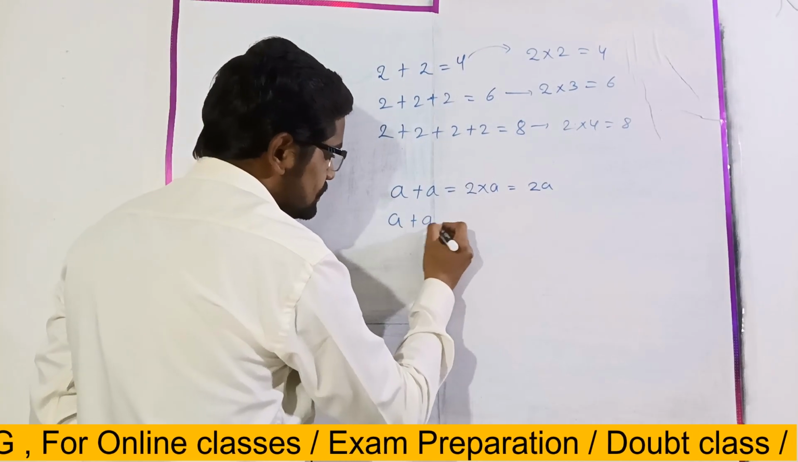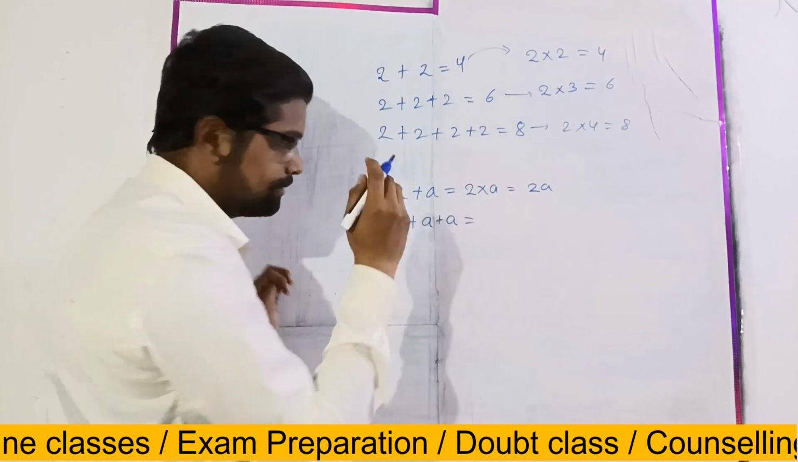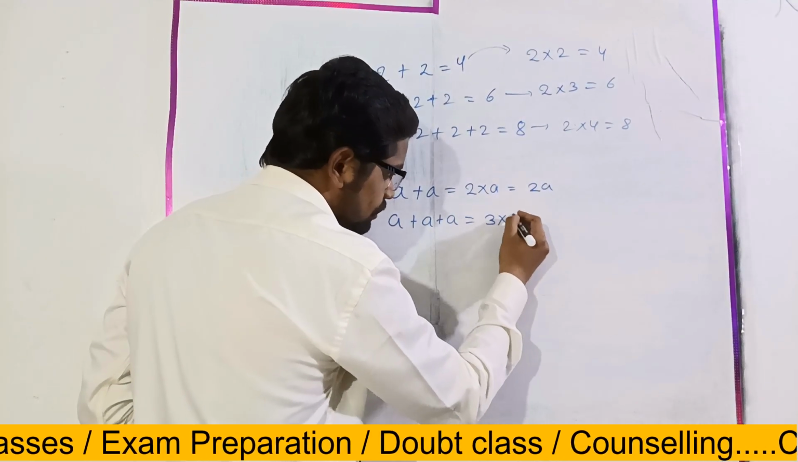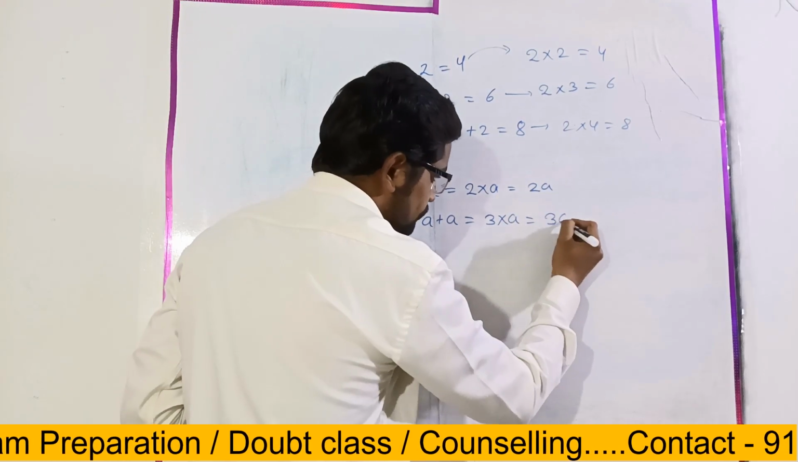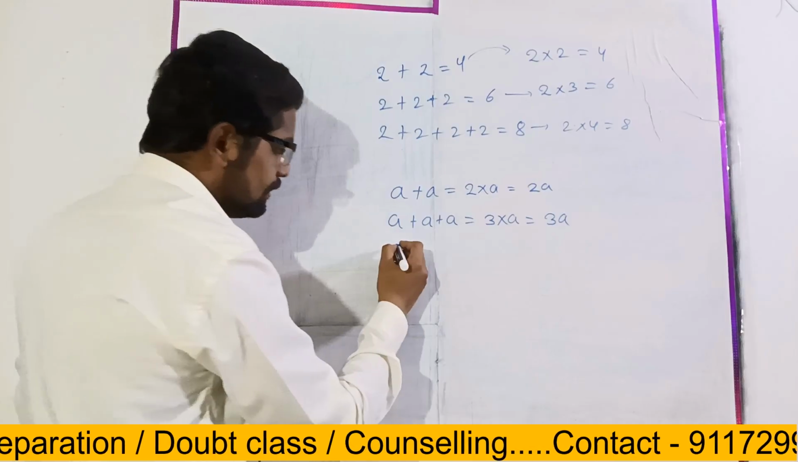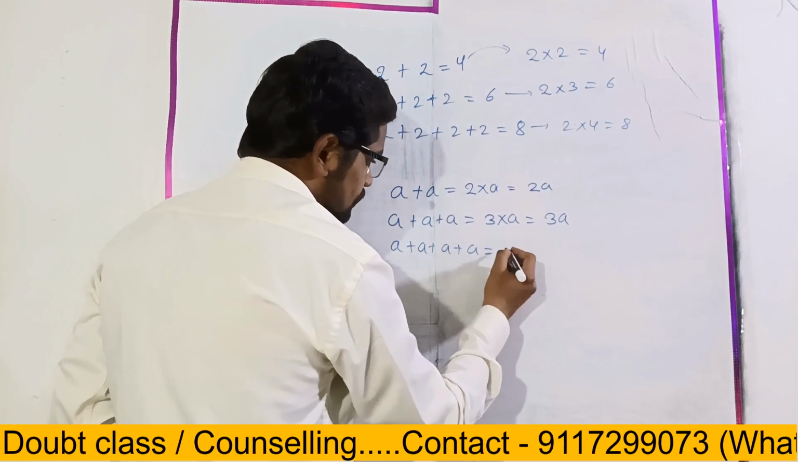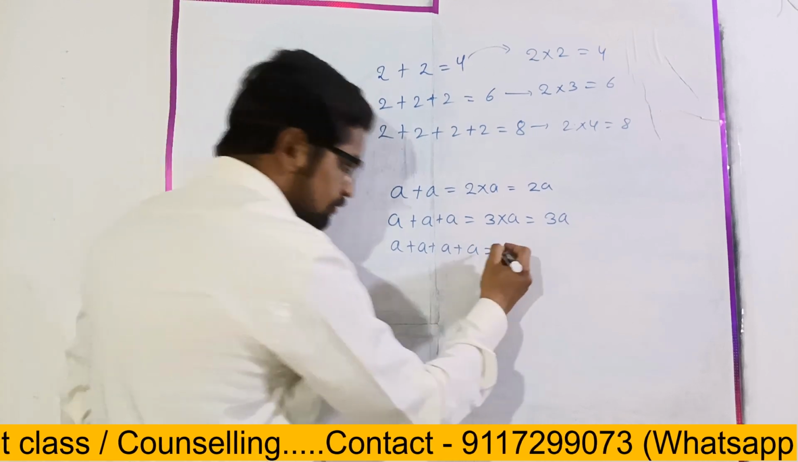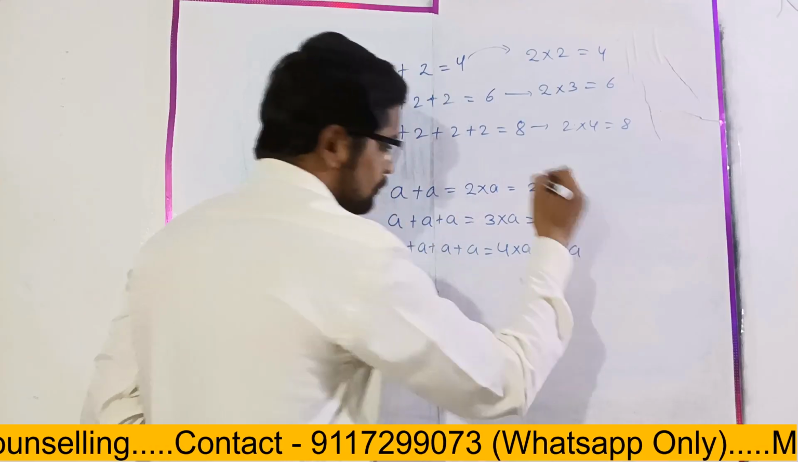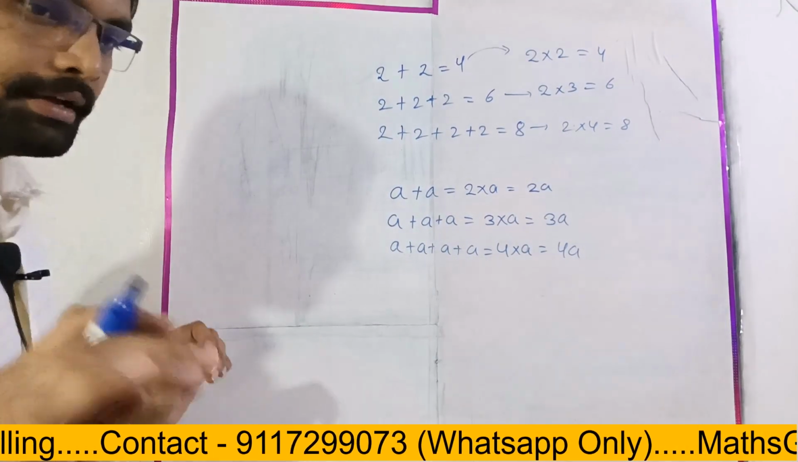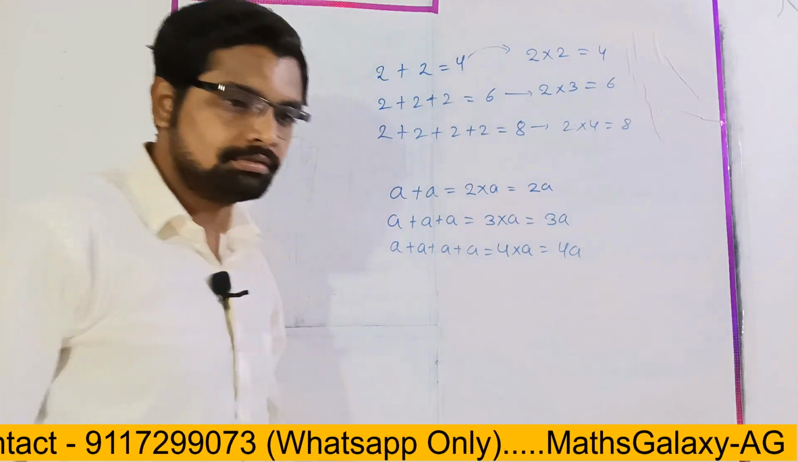Similarly, a plus a plus a. As here a is written 3 times, it will be 3 into a, and the short form will be 3a, right? Similarly, a plus a plus a plus a will be 4 times a, so it will be 4a. Is it clear? Similarly, can you do it for n terms?